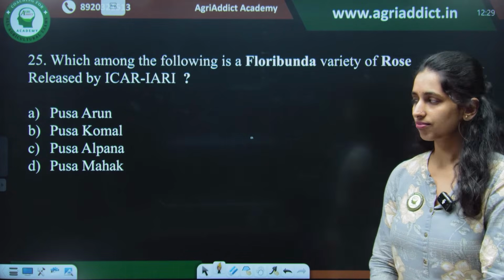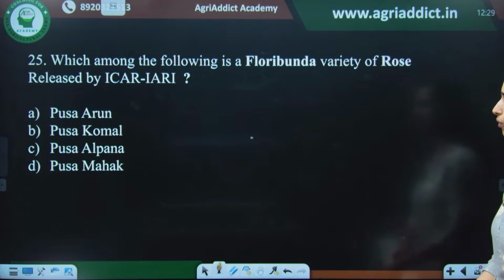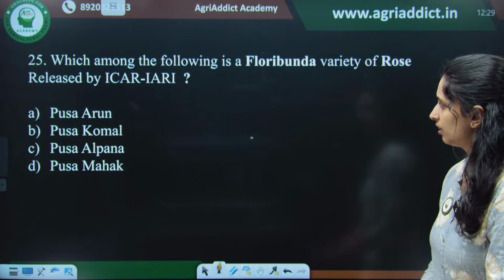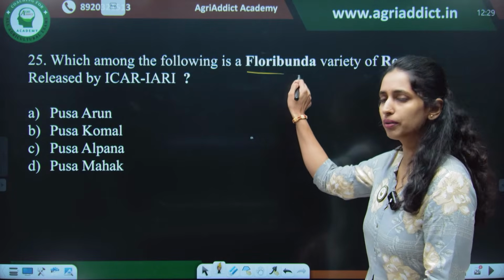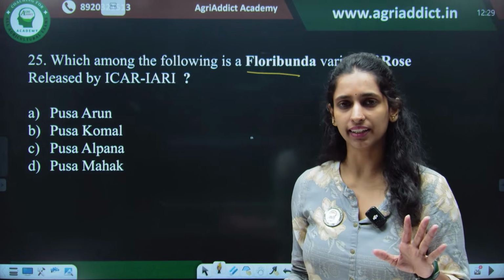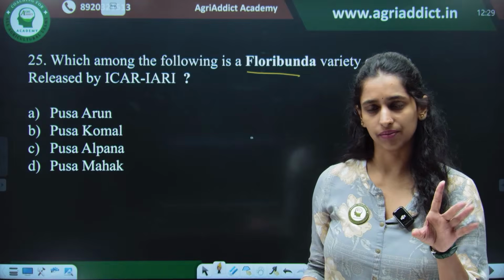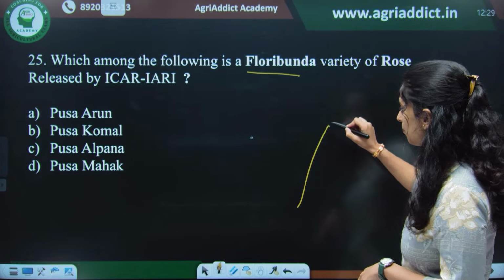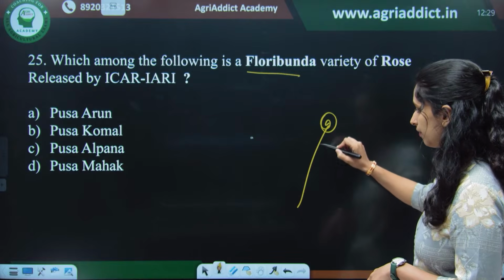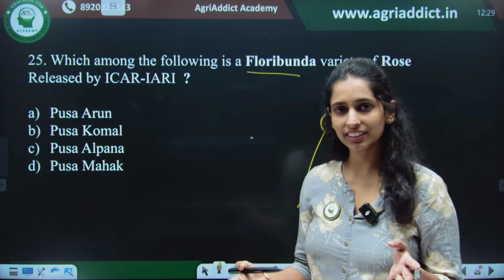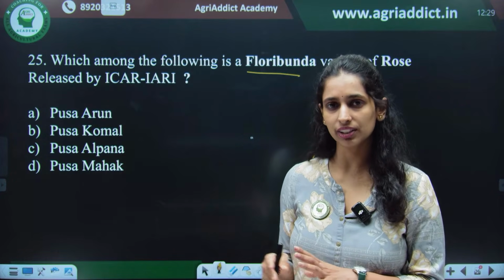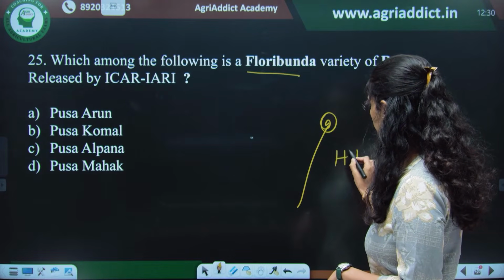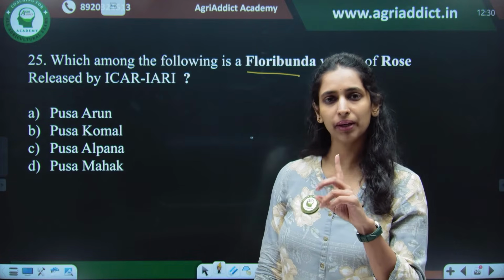Next one. Which among the following is a Floribunda variety of rose released by ICAR IARI? आप सबको पता है ना रोज में फ्लोरिबुंडा टाइप क्या है, हाइब्रिड टी क्या है. These two are very important. Hybrid tea means at the top they will be having one flower. Usually in Valentine's Day or any special occasion, bouquets you will see, na, mostly that will be the hybrid tea, HT roses. एक stem में एक ही रोज होता है.